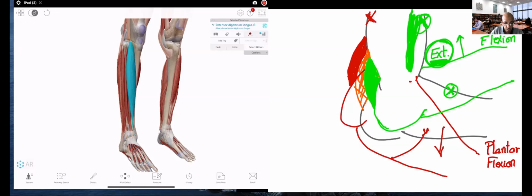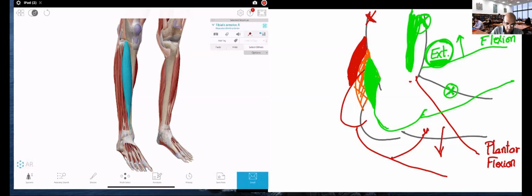So again, 2 muscles that we need to remember here in the anterior aspect of the leg. One has a single tendon. This is my tibialis anterior. One that has 4 tendons going to the lateral four toes, this is my extensor digitorum longus. All right, so what's going to be the main action, do you think, of the tibialis anterior?